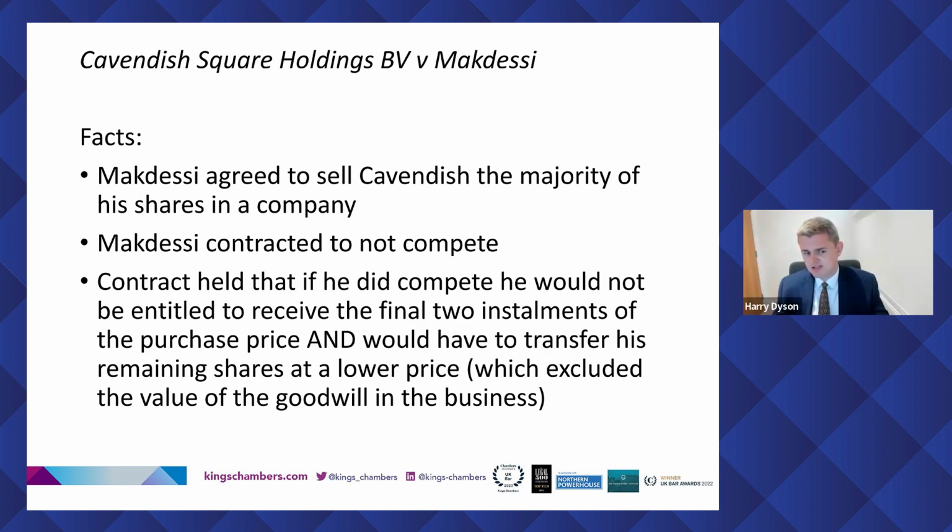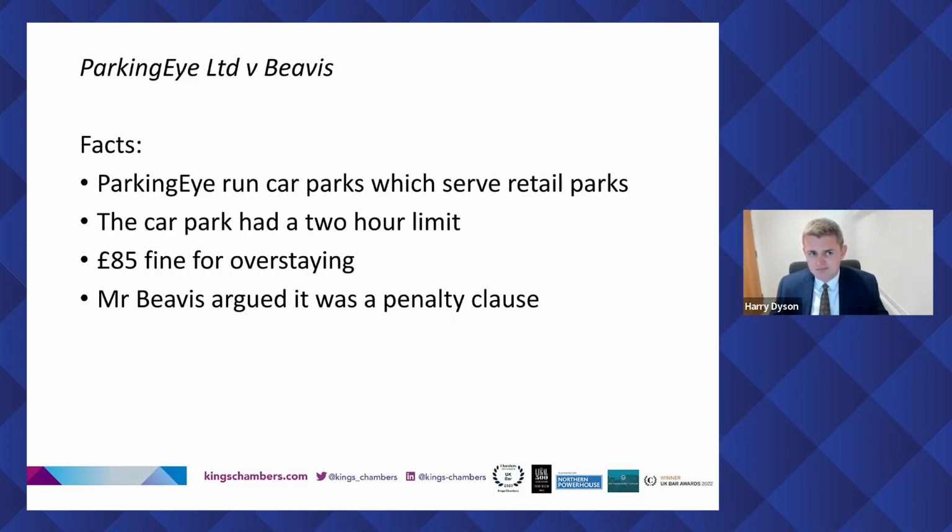This lower price, it was said, excluded the value of the goodwill in the business, because obviously had he gone and set up shop elsewhere competing, the goodwill really would have gone with him, and therefore the business was worth less. That was the rationale. So we have two clauses, and we'll come back to these clauses throughout today's talk. So keep that in mind, that there really were two limbs to the consequences for Makdessi for setting up in competition. Of course, it won't surprise any of you that it was argued that these two clauses were penalty clauses.